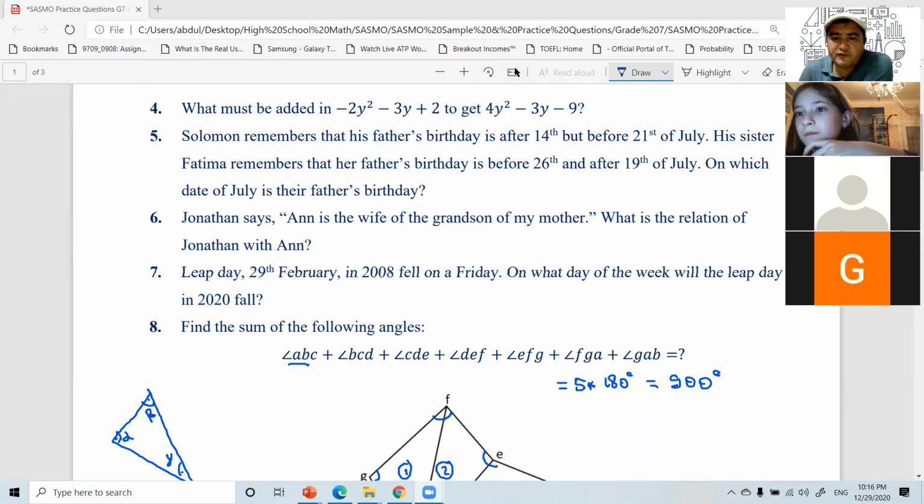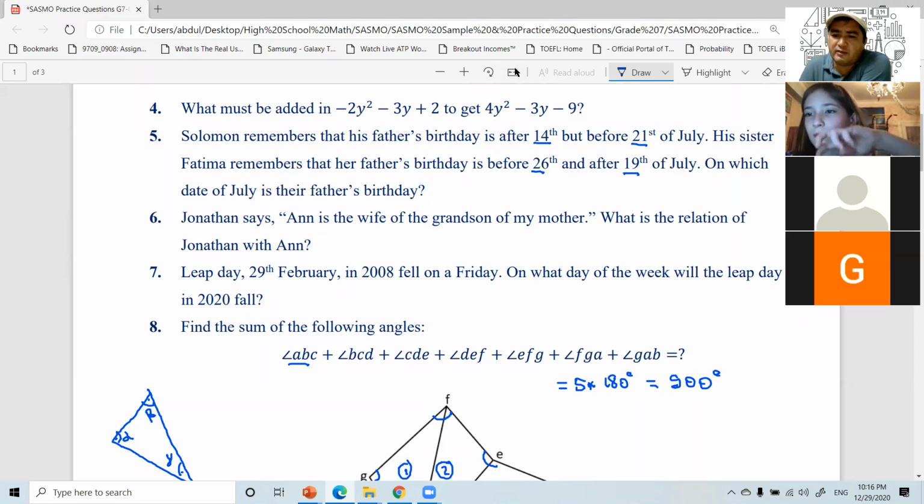So it says after 14th of July and before 21st of July. And his sister Fatima remembers that her father's birthday is before 26th, after 19th. So what number is between 14 and 21, and between 19 and 26? The 20th of July. It is 20, right? Because 20 is between 14 and 21. At the same time, it is between 19 and 26.